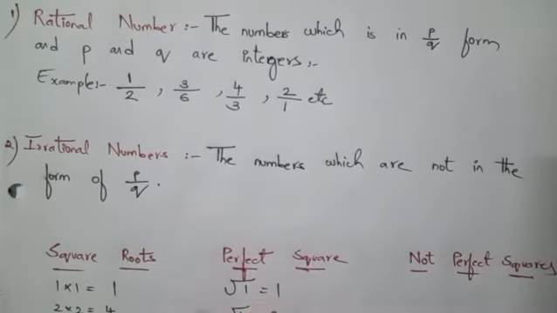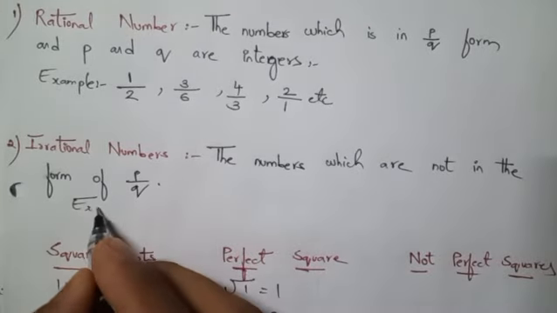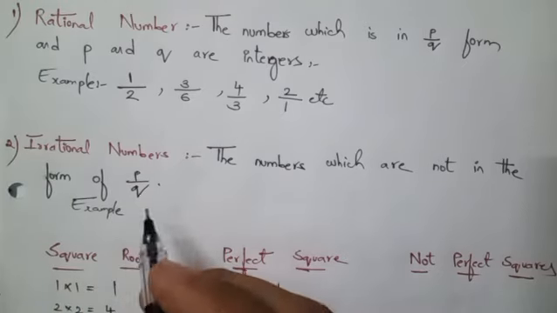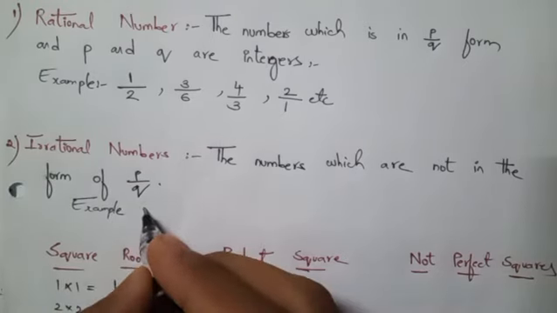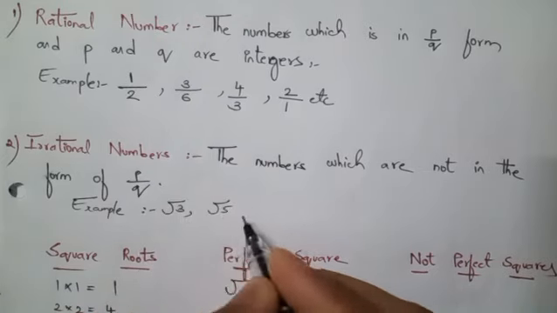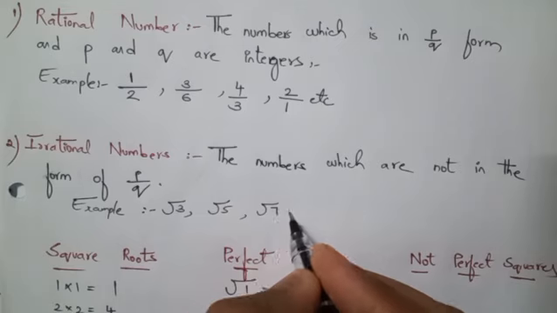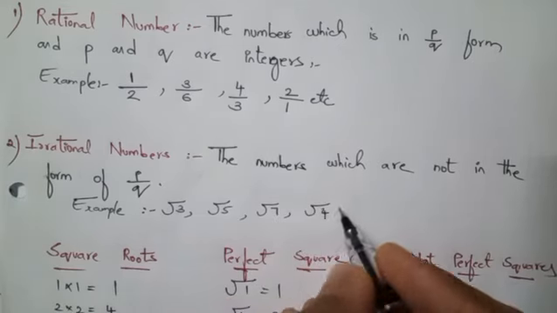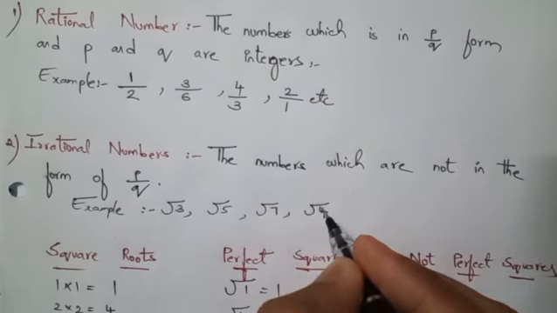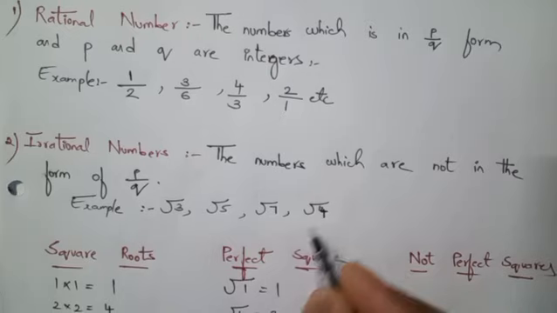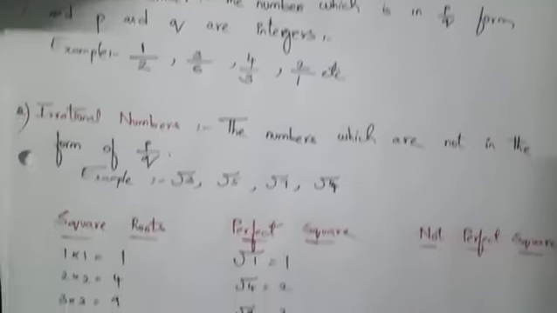How to differentiate them? I will tell you. What is an irrational number? Like this: root 3, root 5, root 7, not root 4. Root 4 is a rational number, not an irrational number. So how? This is what we are going to discuss now.